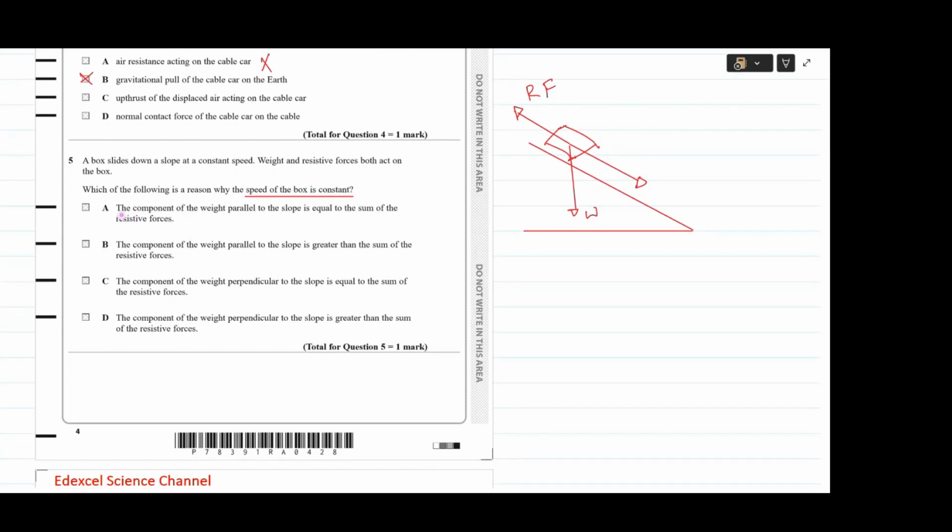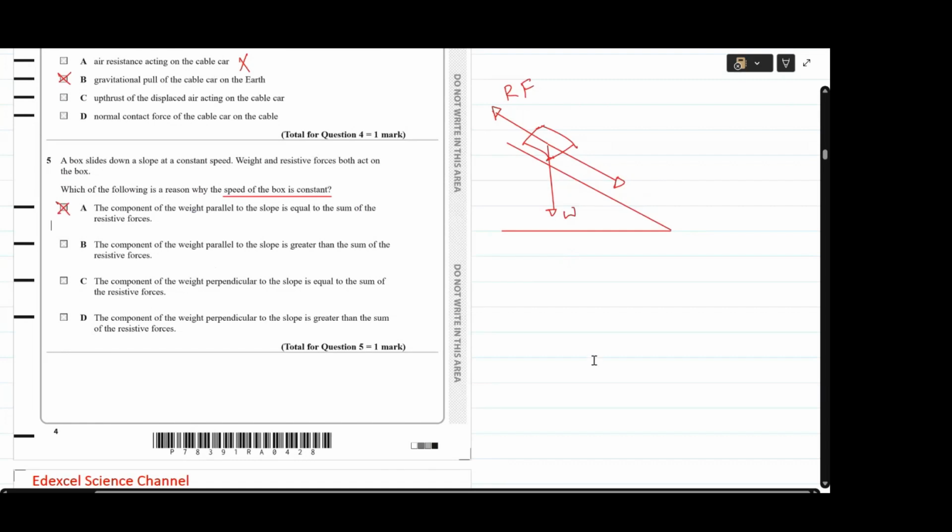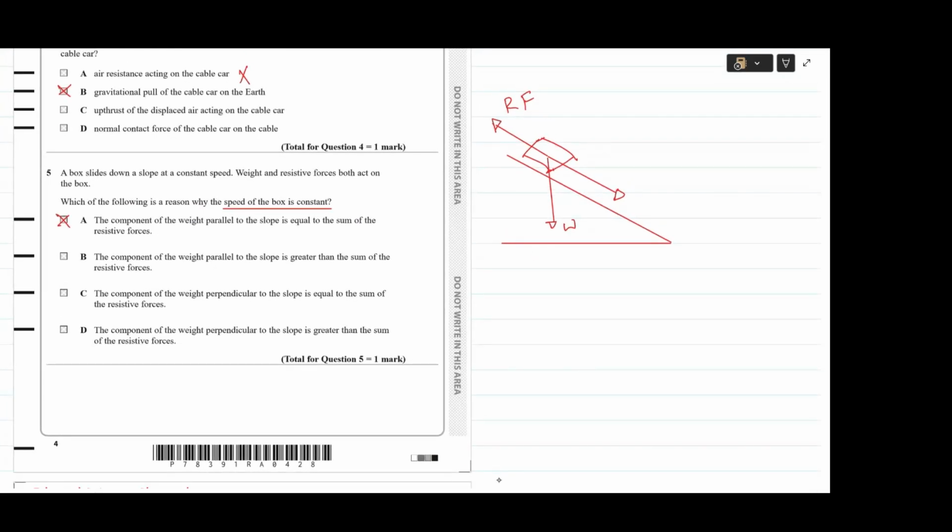Number A, the component of the weight parallel to the slope is equal to the sum of the resistive forces. Okay, I think that is the correct answer. Why? Because if we divide the weight into its components, then one component will be in this direction, which will be, if this is theta, then this will be theta. So this will be weight cos theta, and another component will be in this direction, which is weight sine theta.